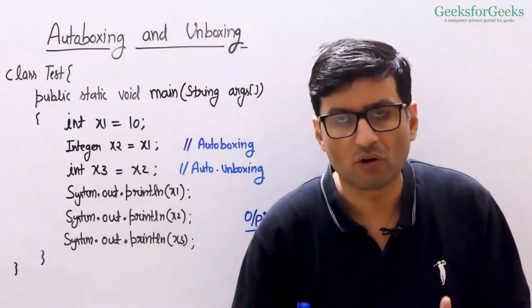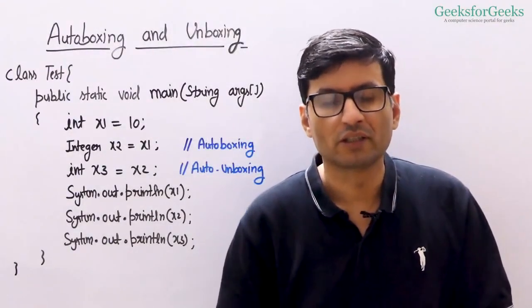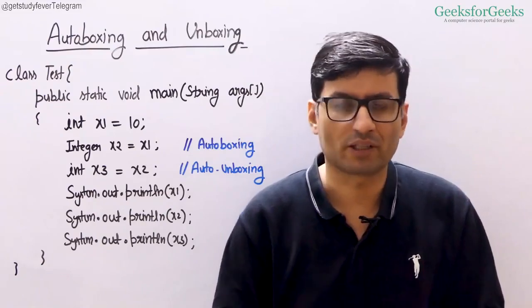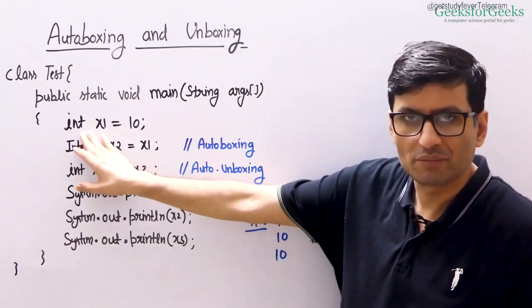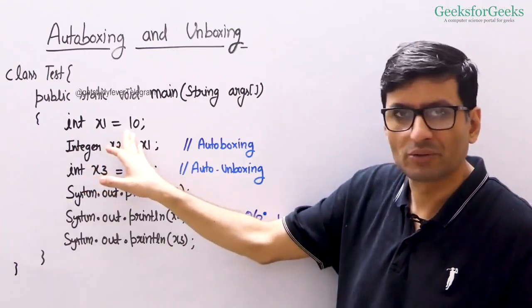Let us talk about auto boxing and unboxing. This concept is related to wrapper classes. Let's understand this with this example. We have an int variable, a primitive type variable, and we have assigned it the value 10.